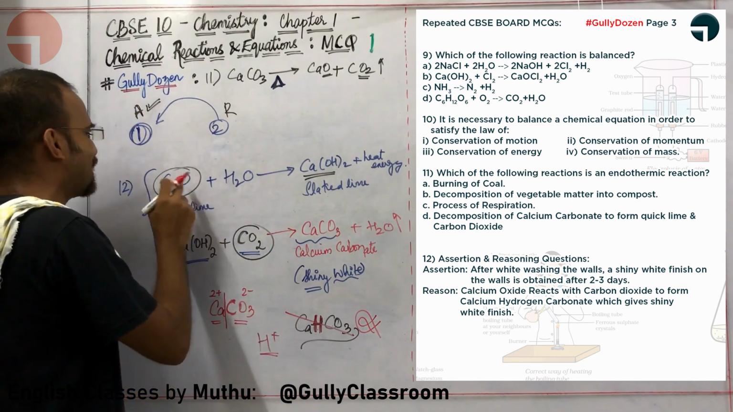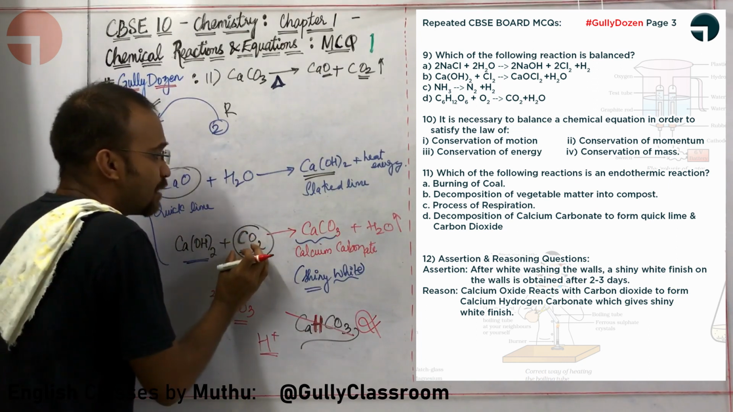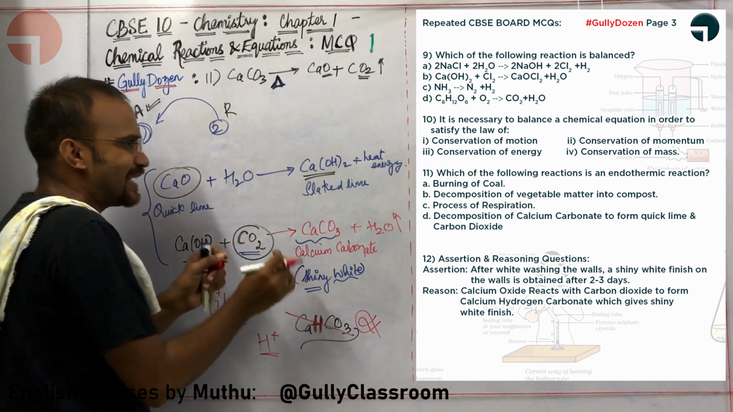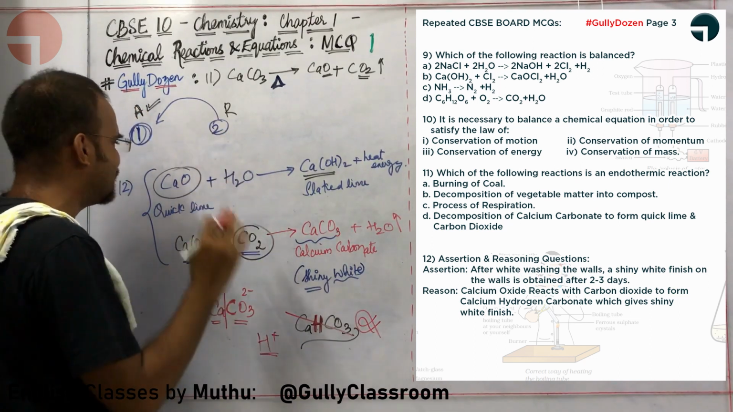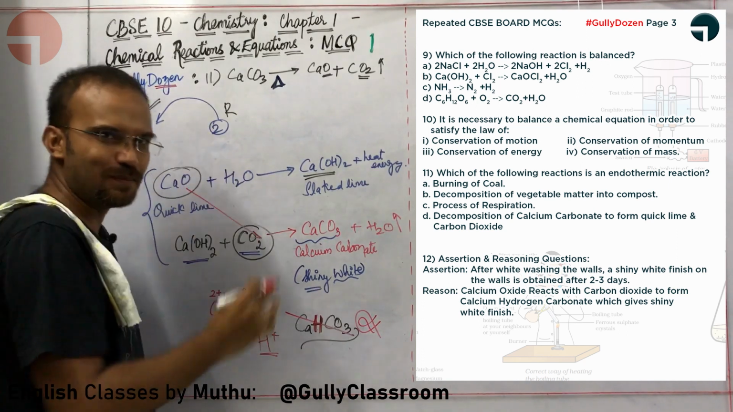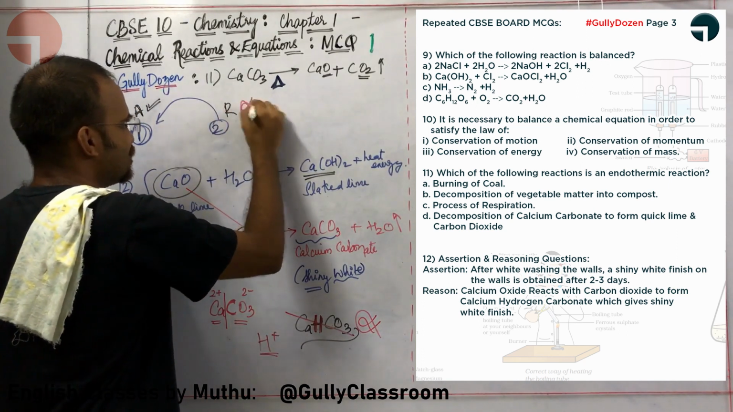Here CaO, calcium oxide, is reacting with water to form slaked lime. Slaked lime is reacting with carbon dioxide to form calcium carbonate, which is shiny white in color, and hence the walls are shiny white. But they are telling that this is reacting with this, which is absolutely absurd. So the reasoning is false.